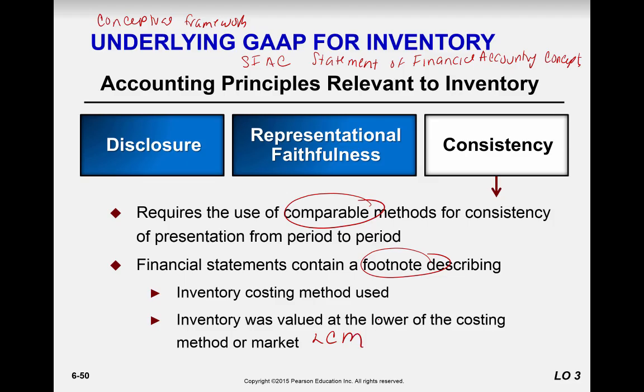And then the footnotes should tell us the inventory method, and the inventory must be valued at lower of cost or market. So lower of cost or market means that if it cost us $4 and the market is $5, we report it at $4. Always the lower, to be conservative.